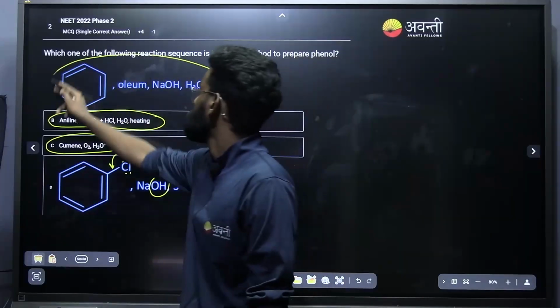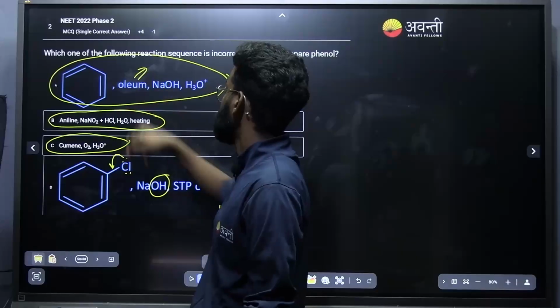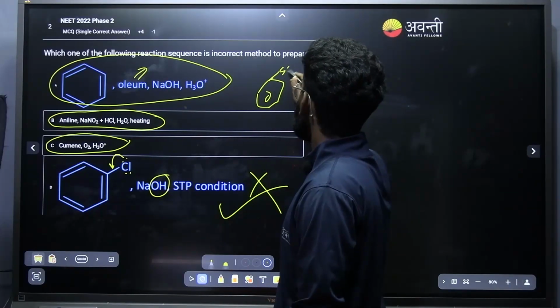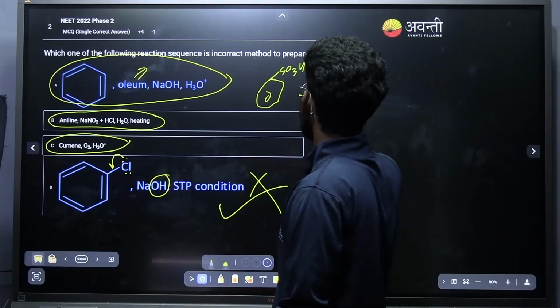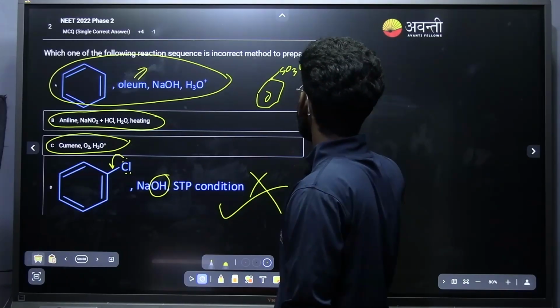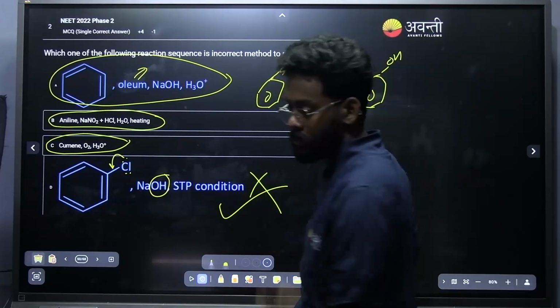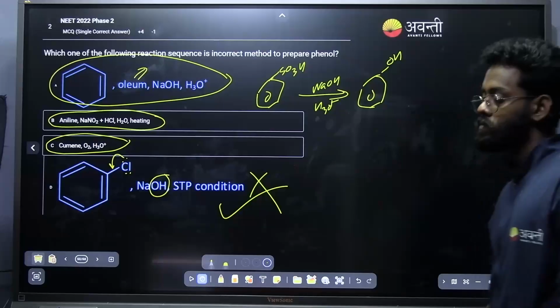Now this one, what is this one? Oleum, that is benzene sulfonic acid. Benzene sulfonic acid, SO3H, will be treated with NaOH and H3O+. We will be getting phenol, which we already discussed in the class. Got it?